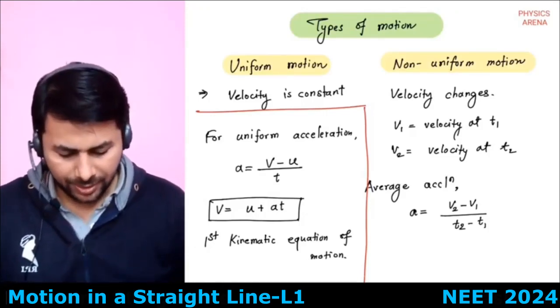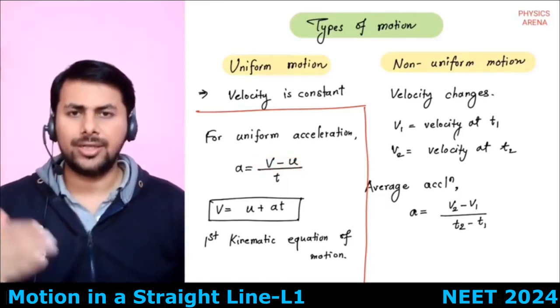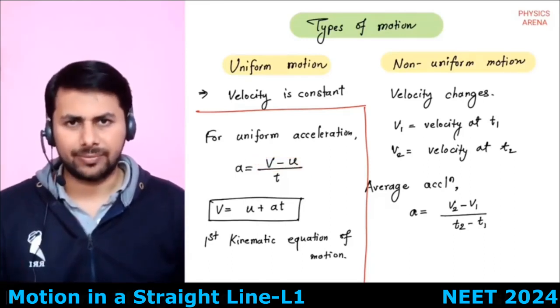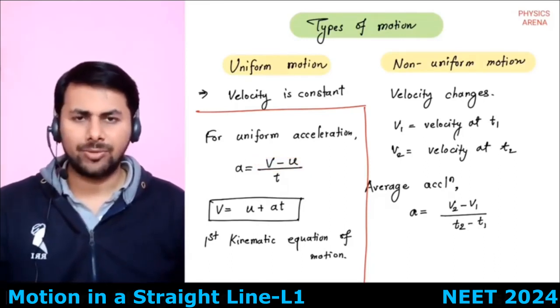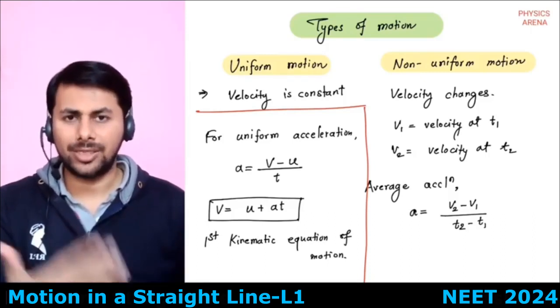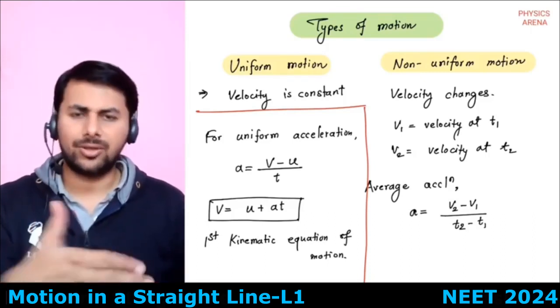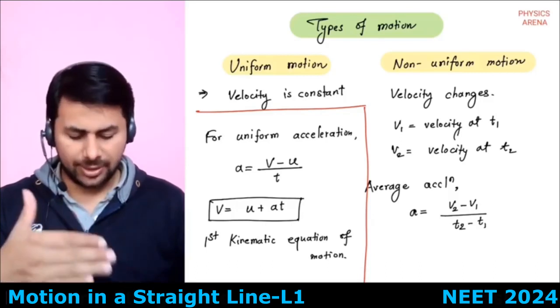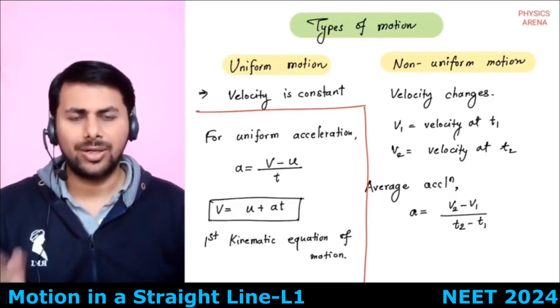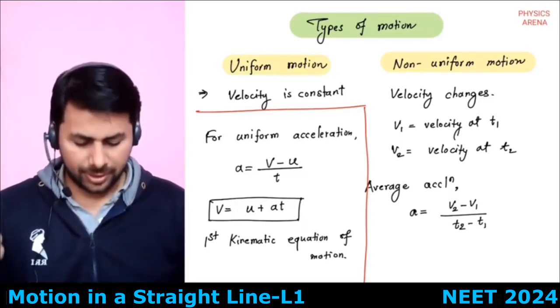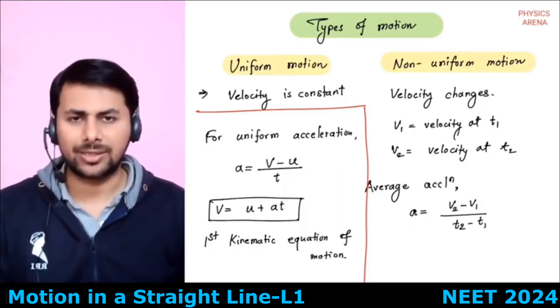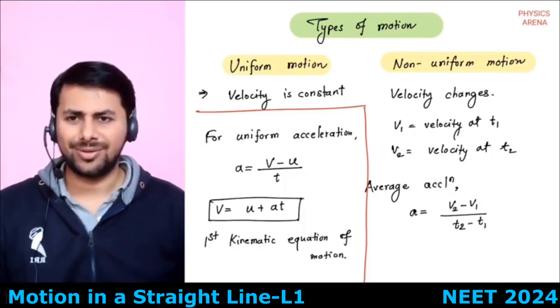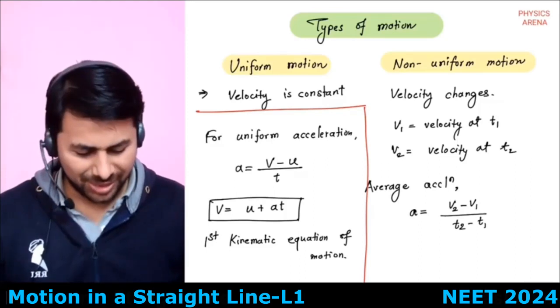What will be the acceleration? Acceleration is change in velocity divided by time. And if the object is moving in the same direction, it's not changing the direction, then the acceleration will be equal to what? It will be change in speed, you can say, divided by time. So there is some difference in these two statements.